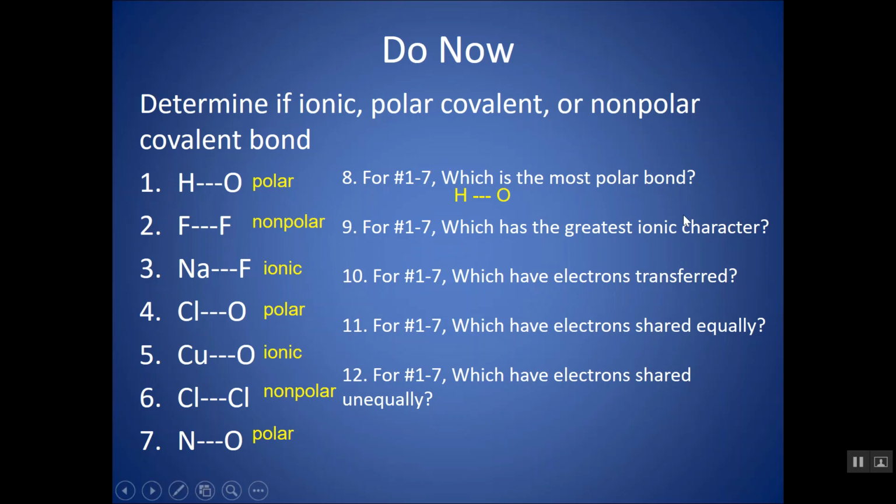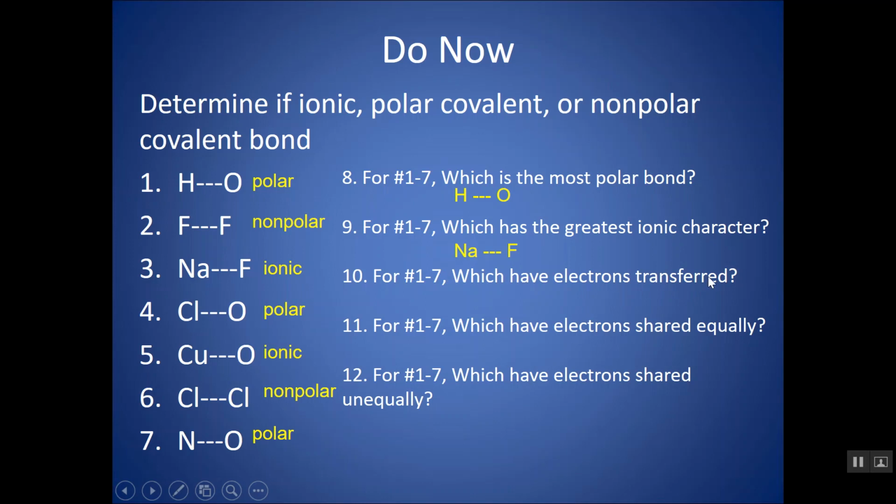Which has the greatest ionic character? Now I'm doing that same thing but looking at the ionic ones. So Na and F would have the biggest difference because F is the most electronegative element. Na is very far away from it, all the way on the left-hand side of the periodic table.